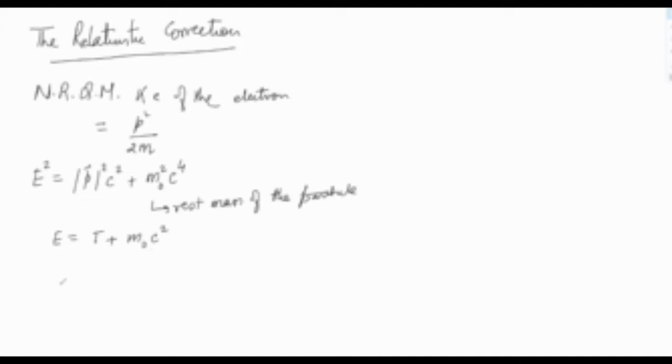And then this E, since we have represented it as kinetic energy plus rest mass energy, according to Einstein is basically mc square, and that is equal to T plus m naught c square. And what is this m? M is m naught by square root 1 minus v square by c square, times c square. This is equal to T plus m naught c square.